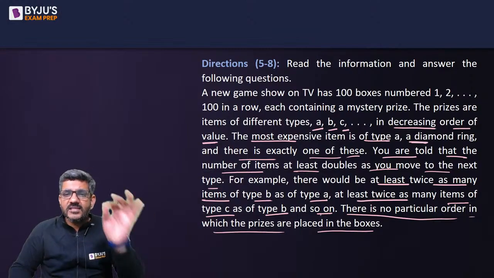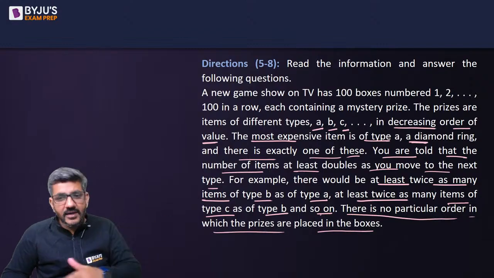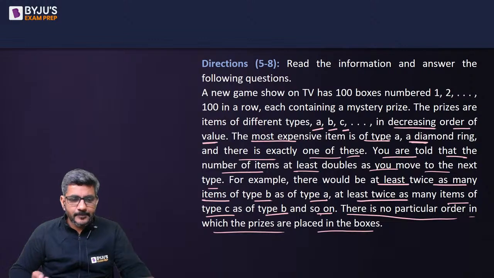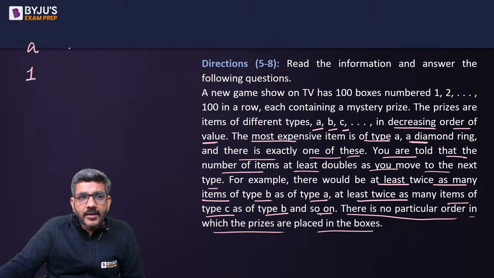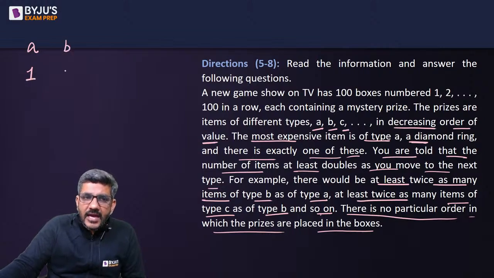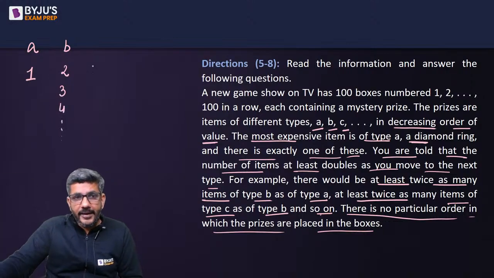The only thing is, the types should at least double from the previous type. हर टाइप जो है प्रीवियस टाइप से डबल होनी चाहिए. So till now we know that type A is one diamond ring. Type B, it can be 2, it can be 3, it can be 4. So basically it has to be minimum double of 1.